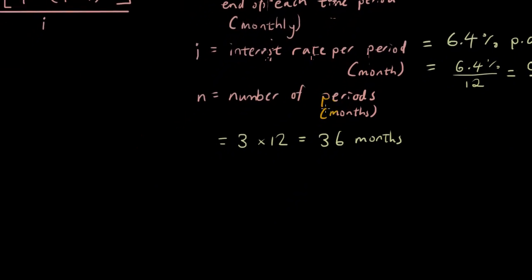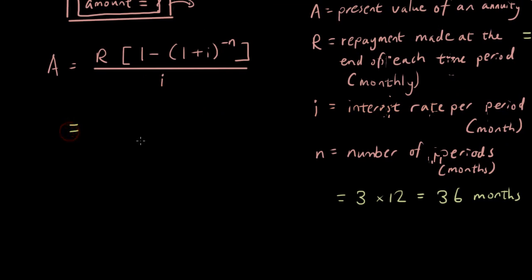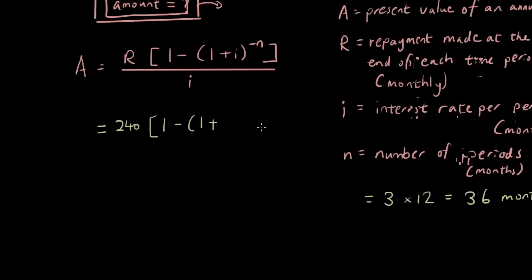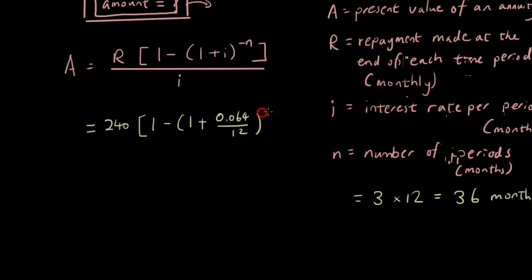Okay, so let's try and put all these things into our formula. So we have the interest rate, sorry, not the interest rate, the repayment per month times by 1 minus bracket 1 plus I was 0.064 divided by 12 to the power of negative 36 divided by I, which is again 0.064 divided by 12. So let's just type all of that into the calculator.